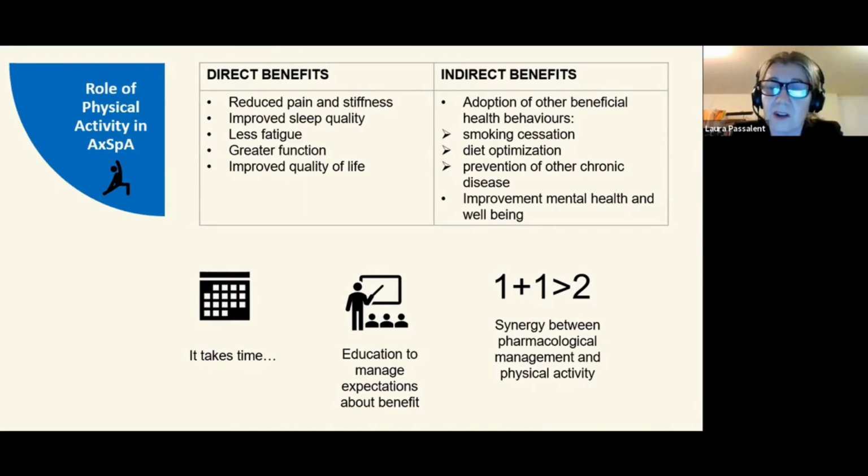The other thing that was commonly stated in interviews is that there's a really strong synergy between the pharmacological management and physical activity, and that the combination of these two things together really outweighs how you would benefit from each individually. So something really important, the message there is, even though you may be feeling very good on biologics, if you add physical activity and exercise on top of that, you're going to feel even better.